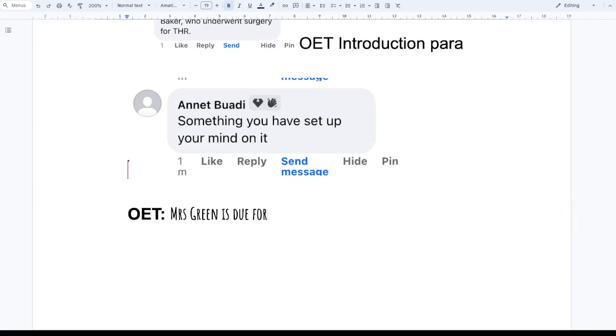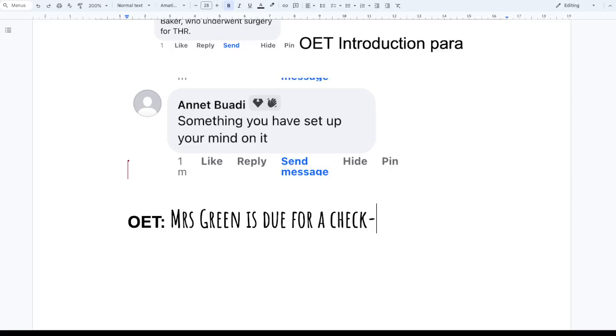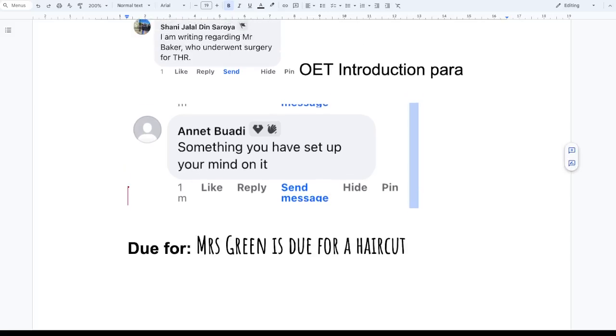Guys, you might say something like this. We could say, Mrs. Green is due for, let me make this bigger. A checkup. Right? Or Mrs. Green is due for, a haircut. So due for is like that. It's talking to patients about future plans.